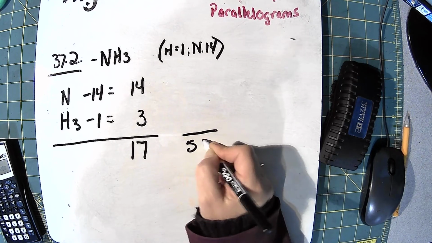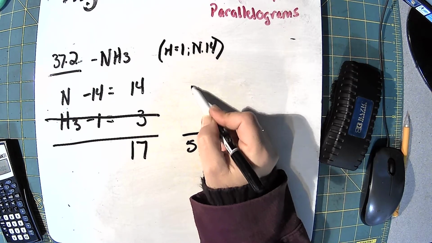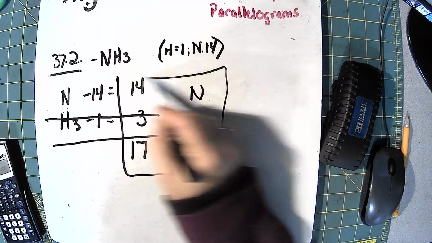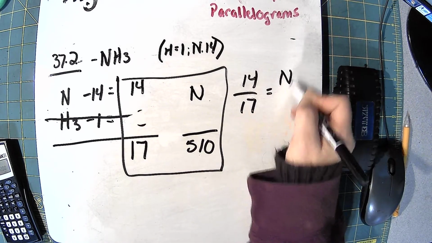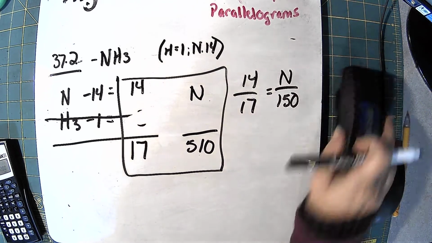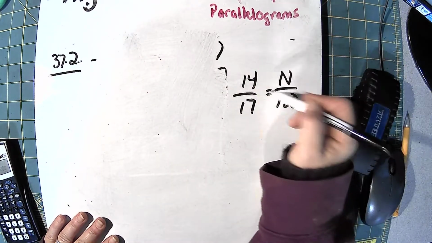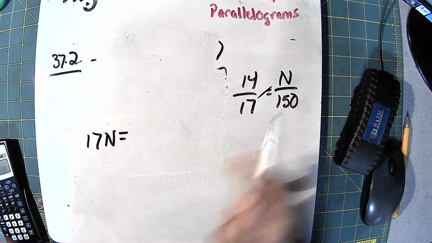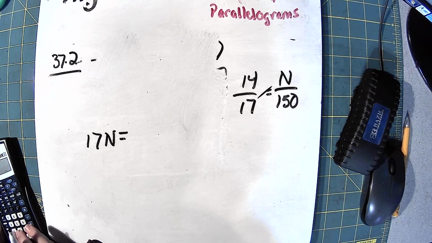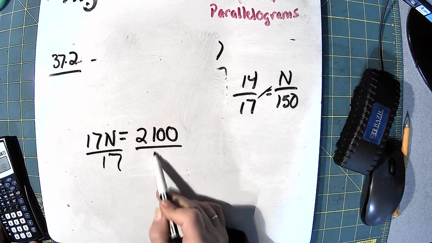We have 510, and we need to know what the nitrogen weighs. So we're going to cross out that one, and we're going to put our N here. So that is our ratio. So 14 over 17 equals N over 150. Okay, so now I can erase this and solve. Now I just have to cross multiply. So I can say 17N equals 14 times 150. I'm going to do that with my calculator. 2,100. Now divide by 17.